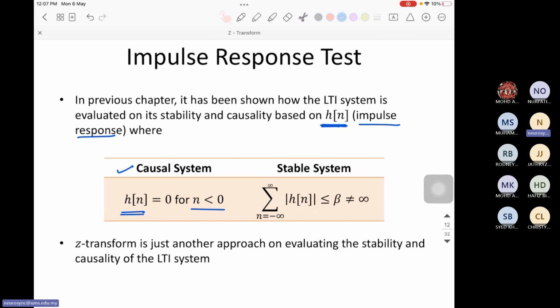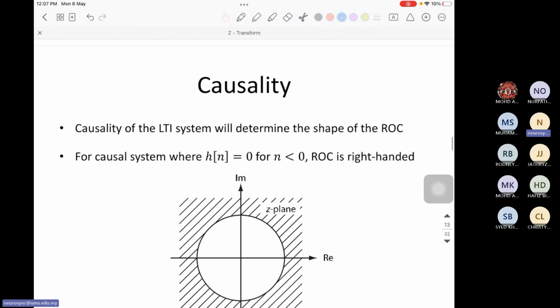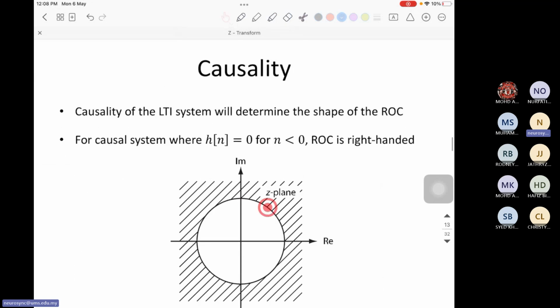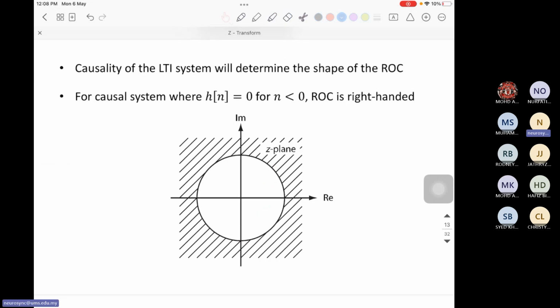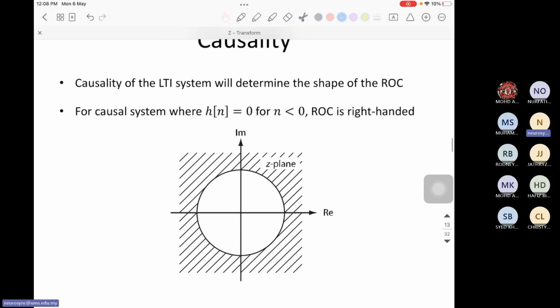Now we'll see one example for this. In case of the Z transform, how to determine whether the system is causal or not? How to determine whether the system is stable or not? In the Z transform, we have the Z plane here, and this is the circle with radius r. The causality of this LTI system will determine the shape of the ROC. Here you can see the ROC is outside the circle.